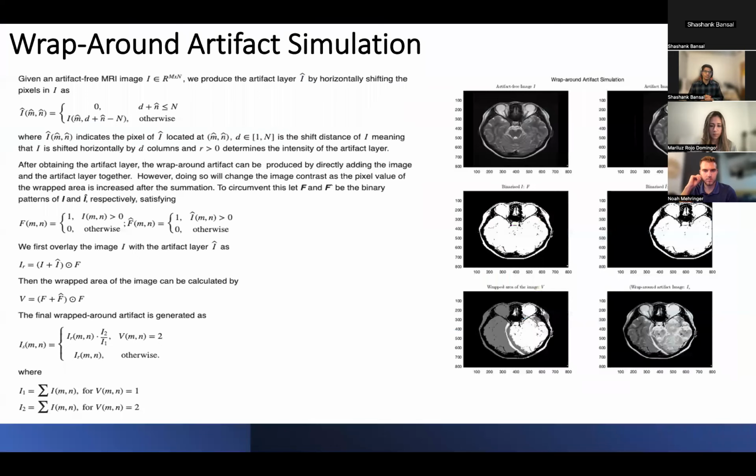How we simulated this is, we generated an original MRI image, and we produced an artifacted image by taking the original image and shifting it by D columns. After we had the artifact image, we overlaid it on top of our original image. Now, as you can imagine, when we do that, the image contrast over the wrapped part will have intensity more than the other parts of the image. To fix that, we normalized the wrapped area, and we were able to generate this wraparound artifact image, as you can see in the bottom right corner.